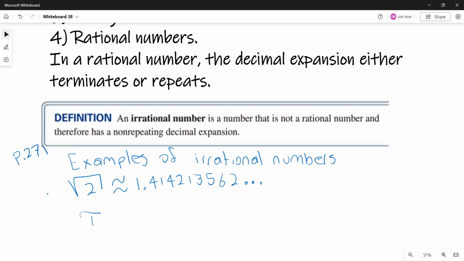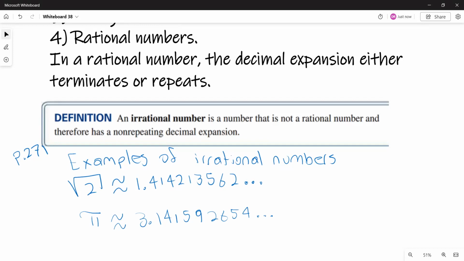Another example of an irrational number is the number pi. That's approximately 3.14159 2654. But the decimal expansion will continue with no pattern.